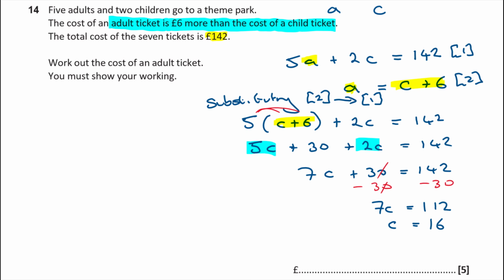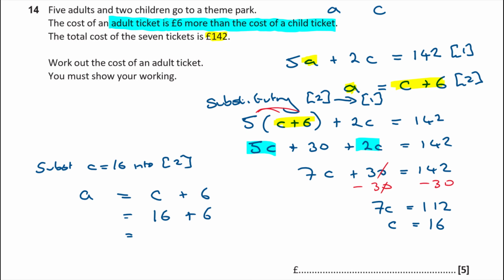And remember, from equation 2, the adult ticket is equal to the child ticket plus 6. Now we just found out that the child ticket is £16, so what we're doing is substituting C equals 16 into equation 2, aren't we? Substitute C is equal to 16 into equation 2. So replacing that C in equation 2 with the value we just found, which is 16. So A is 16 plus 6, and 16 plus 6 is 22. So that means the cost of an adult ticket is £22.